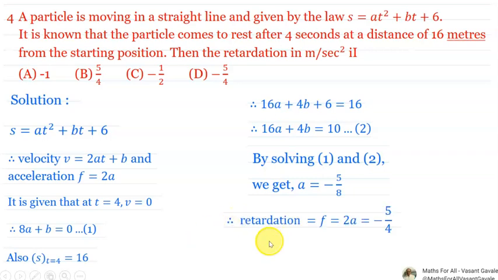Okay. What about the retardation? आपल्याला acceleration त्याने दिलेलं आहे, that is f is equals to 2a. Substitute the value of a, which is minus 5 by 8, into 2a. Then you will have retardation is equals to minus 5 by 4. And hence option D हा या ठिकाणी कसा आहे तर तो correct आहे.